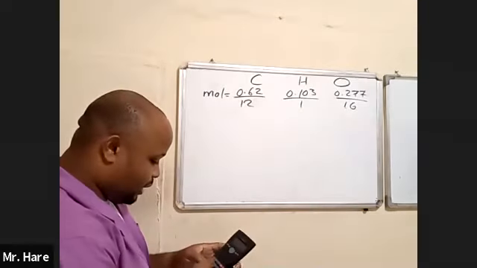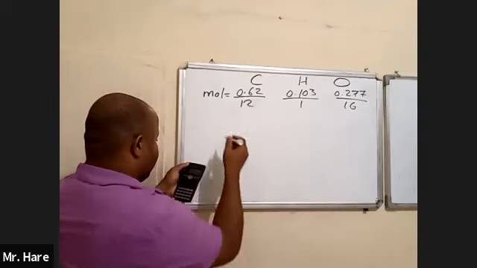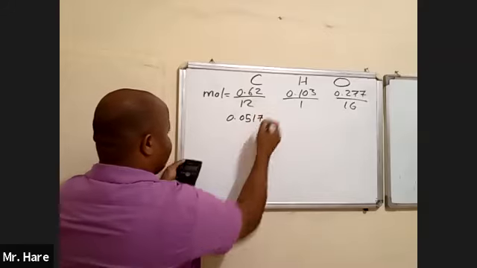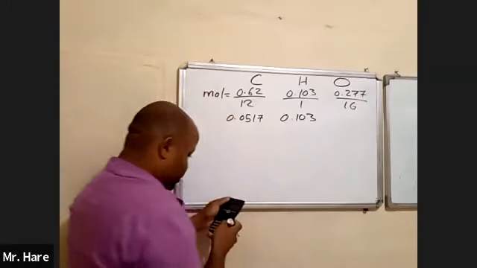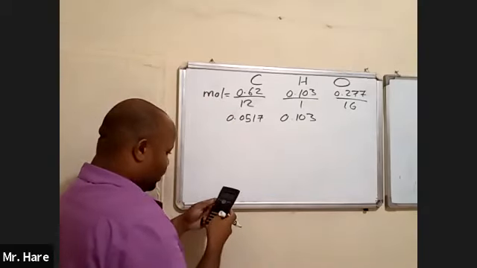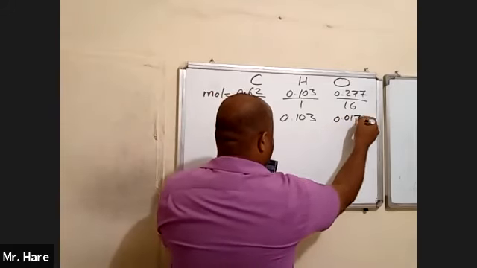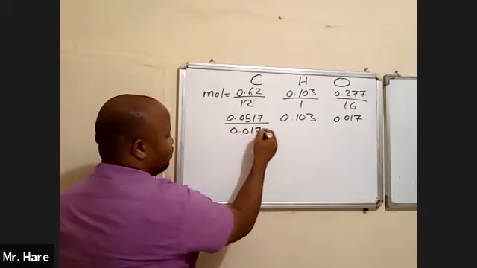All right, so 0.62 divided by 12, I'm getting 0.0517. Then 0.103, and 0.277 divided by 16, I'm getting 0.017. You can divide all of them by the smallest. That is correct. So we would divide by 0.017.